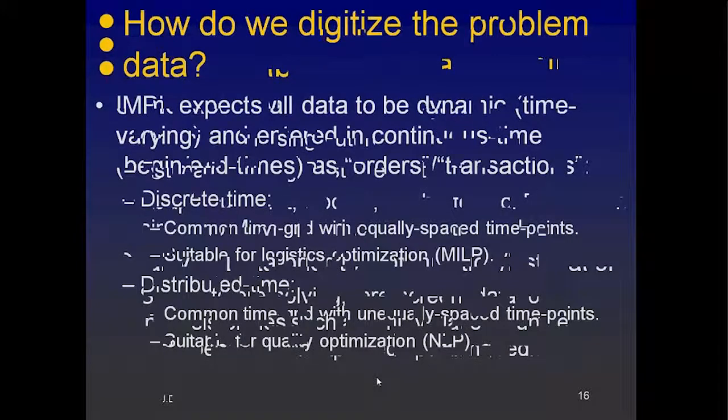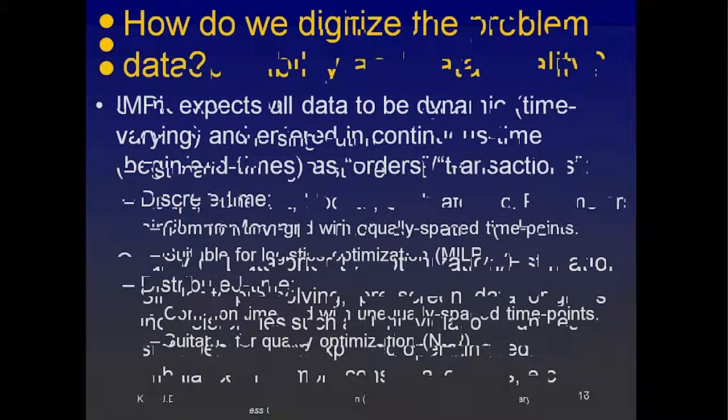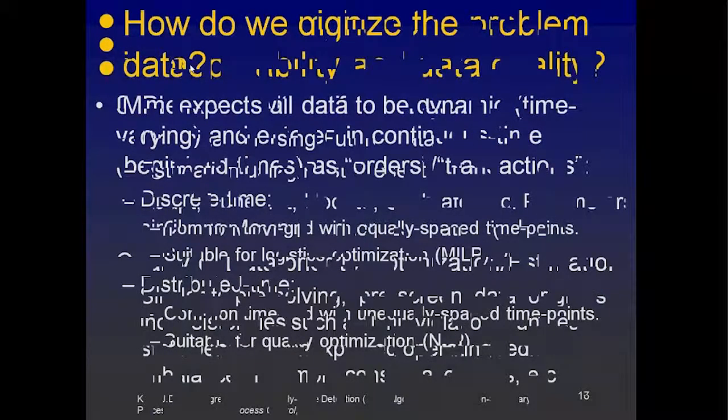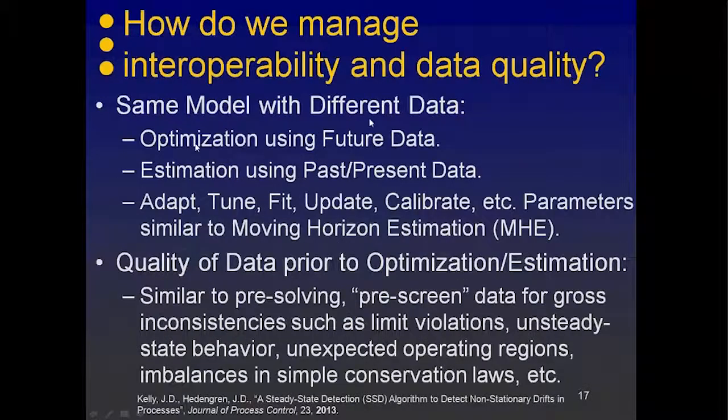Okay, so how do we manage interoperability? Essentially, nothing new here. Same model, but just different data. In the optimization that we do, or really any kind of industrial optimization, it works off of future data. You're always looking into the future. Even if you're doing real-time control optimization, you're still looking out 90 minutes, breaking it up into 1 minute time periods. So you always have that future data aspect to it.